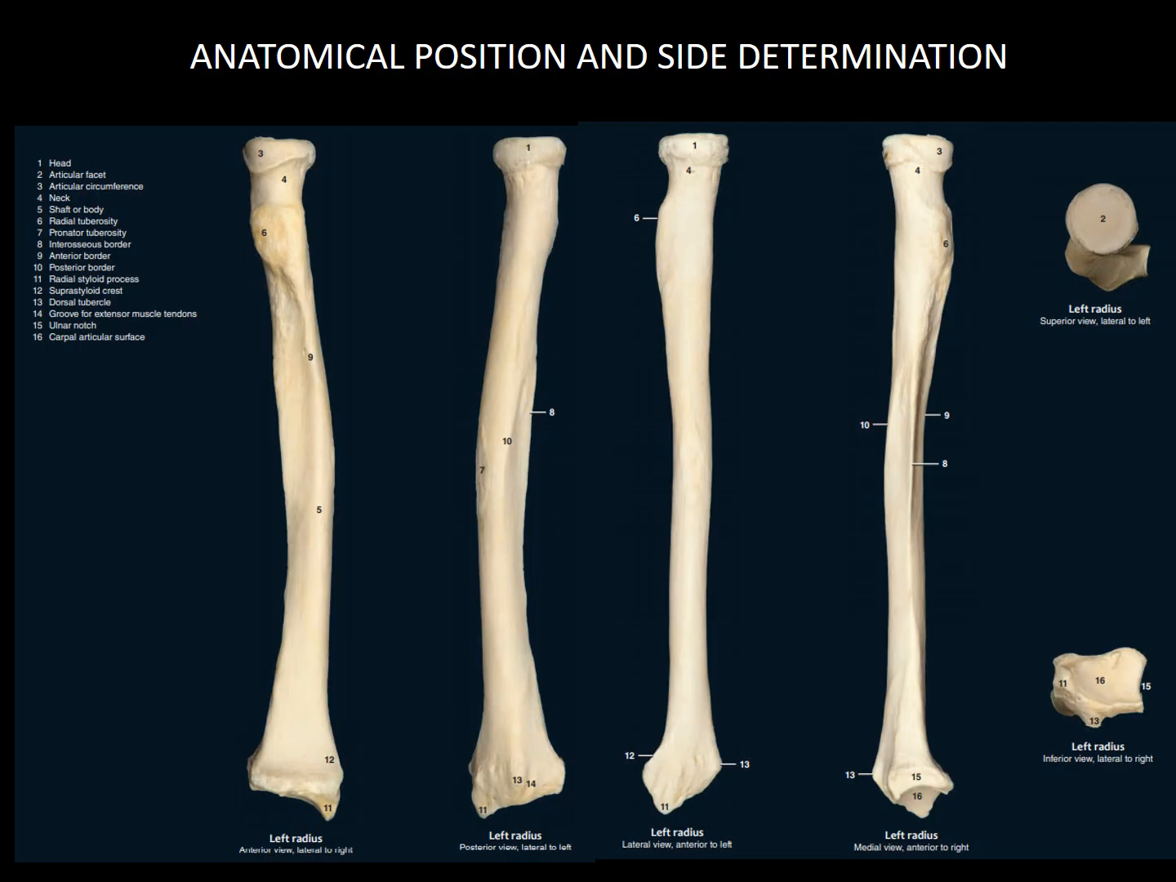The side of the radius can be determined by keeping the bone vertically in such a way that the narrow disc-shaped end, head, is directed upwards. The sharpest border, interosseous border, of the shaft is kept medially. The styloid process at the lower end is directed laterally, and prominent tubercle, Lister's tubercle, at the lower end faces dorsally. The convexity of the shaft faces laterally, and concave anterior surface of the shaft faces anteriorly.